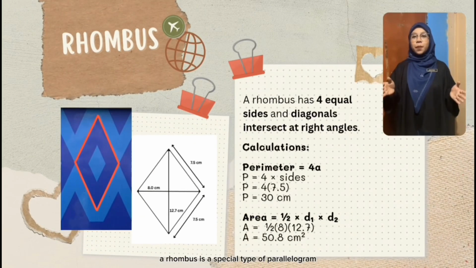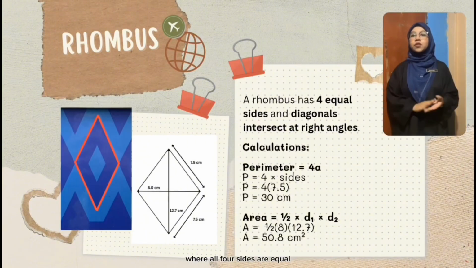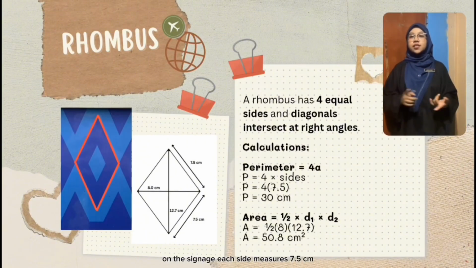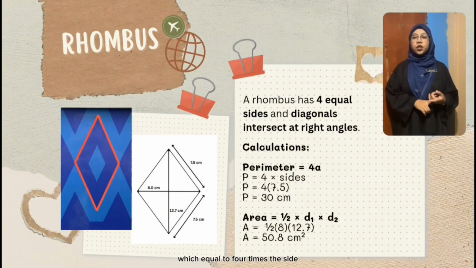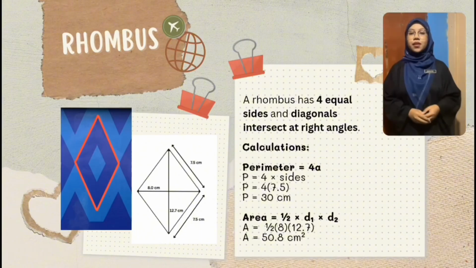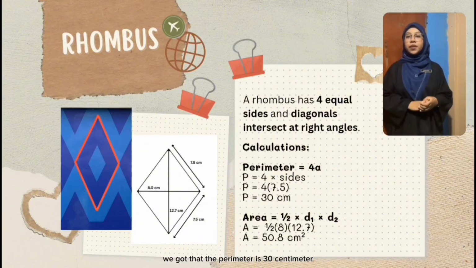A rhombus is a special type of parallelogram where all 4 sides are equal. On the signage, each side measures 7.5 cm. So, for the perimeter, we can use the formula 4a, which is equal to 4 times the side. After calculating, we got that the perimeter is 30 cm.